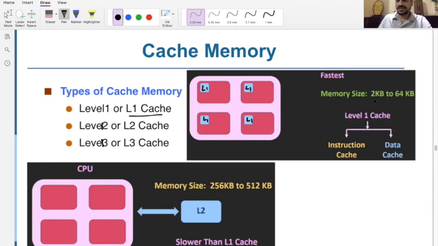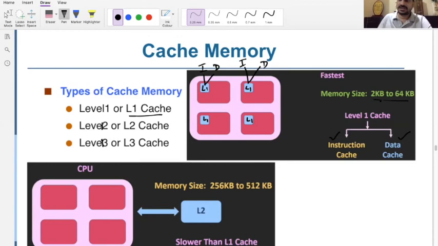Here, the memory size of this type of L1 cache is 2 KB to 64 KB. And what will we store here? In the level 1 cache, we will store the data and the instructions. So we have 2 types of cache area inside each and every core. This particular cache has 2 parts: one part will store the instructions, and another part will store the data.